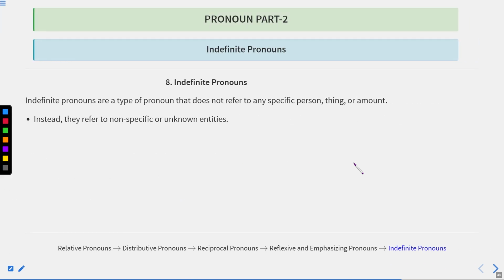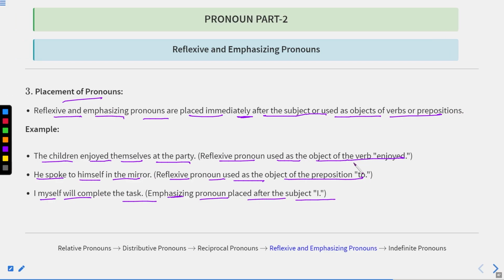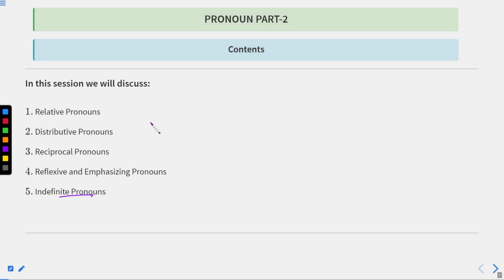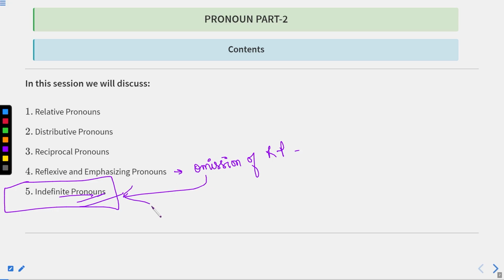Now we'll discuss omissions of reflexive pronouns, and also indefinite pronouns. As I told you in the beginning of the chapter, we will be discussing indefinite pronouns as well, but now this part and the omission of this part. These two topics, omission of reflexive pronouns and indefinite pronouns, we will discuss in the next session. So till now I will end this session, and these two parts we will discuss in the next session, because there I need many examples to tell you about these two types of pronouns.